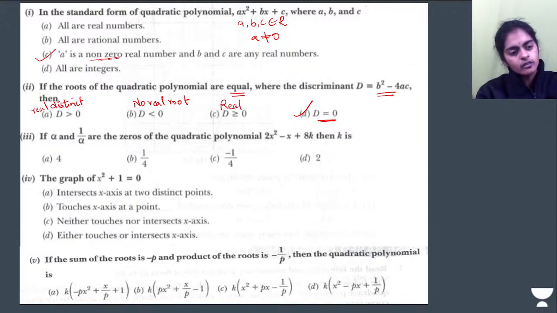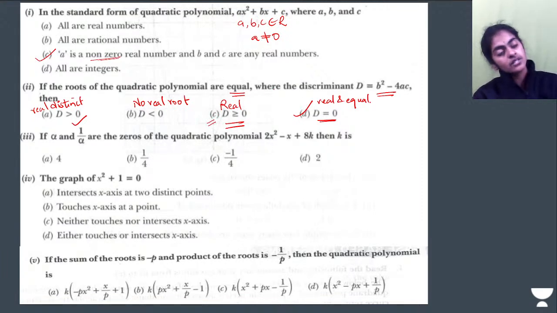अगर only real roots, discriminant greater than or equal to 0. Okay, so ये भी real है, ये भी real and equal है. So अगर मैं सिर्फ real पूछूं, it can be real and equal या real and distinct. So ये वाला option correct होगी. लेकिन फिलहाल if roots are equal, so discriminant will be equal to 0. ठीक है.